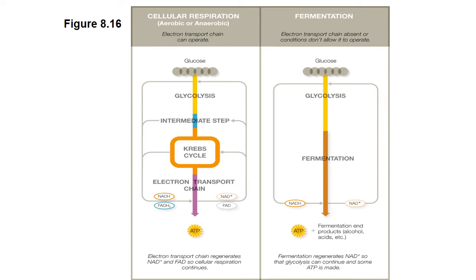The next step is either called the intermediate step, the prep step, or sometimes called the transition step. They are all the same step. The third step is called the Krebs cycle or citric acid cycle. And then we have what's called the electron transport chain. So that is a brief overview of what we're going to discuss.